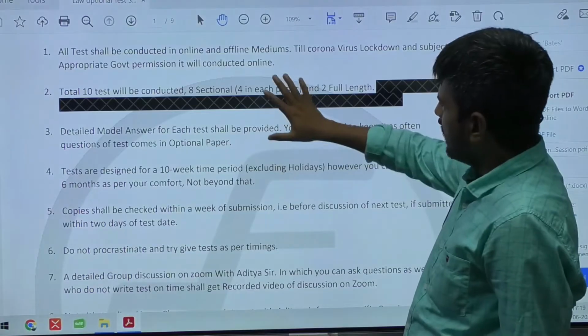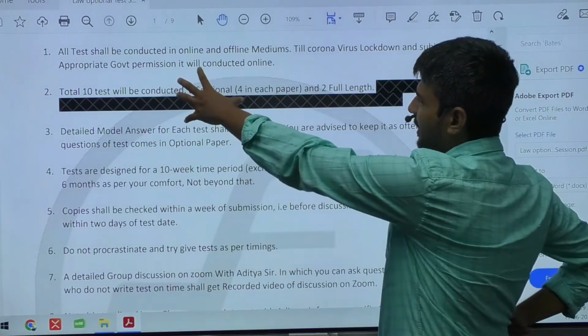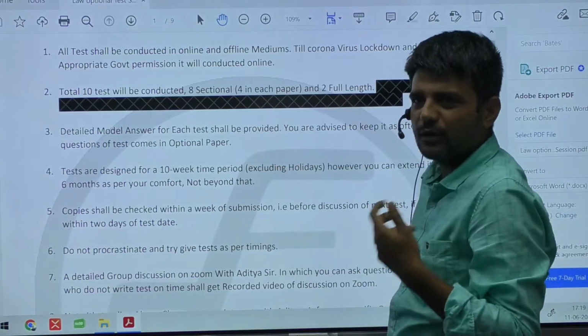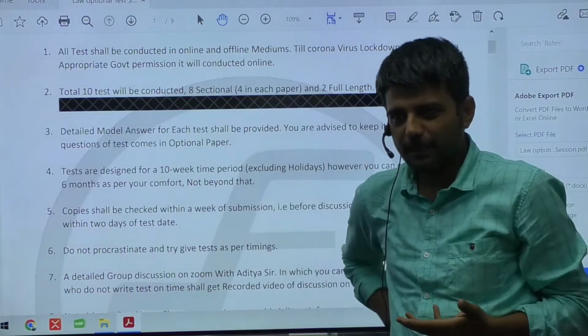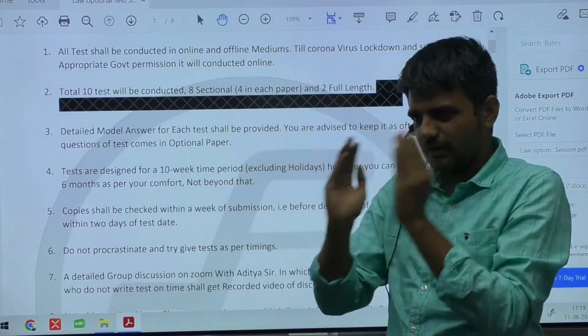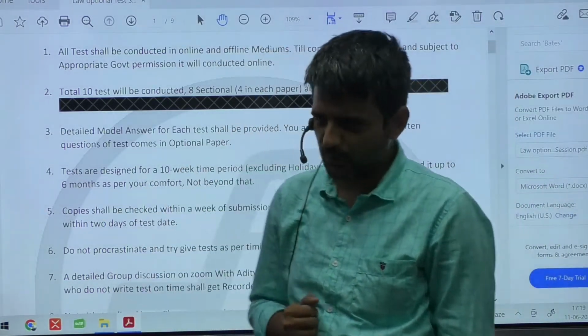Then we will have 2 more full length tests. What I will suggest is that you first write the sectional tests, and save these 2 tests for 10 days before mains, sorry, or in between, and write them as a final preparation. That is what I will suggest. However, you can give them earlier also, that is totally up to you.